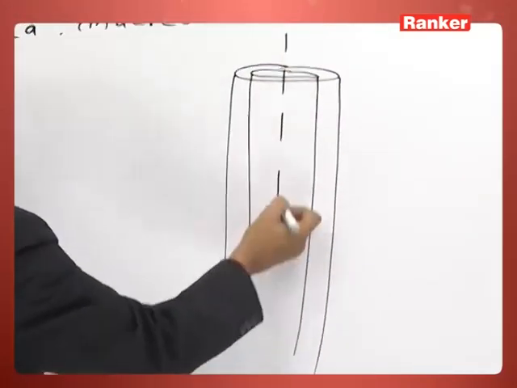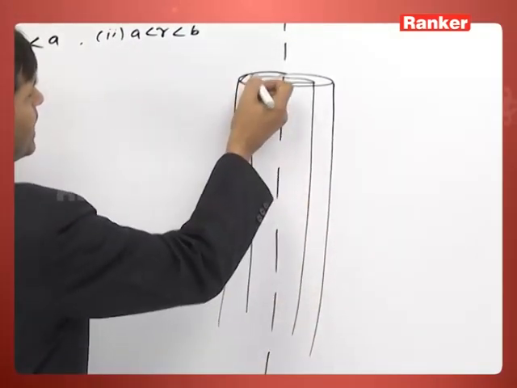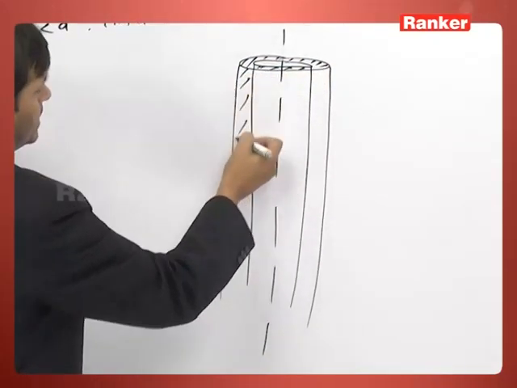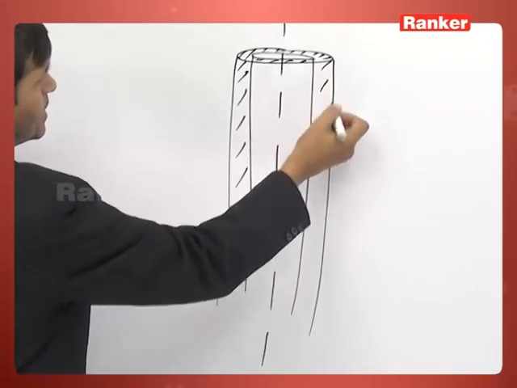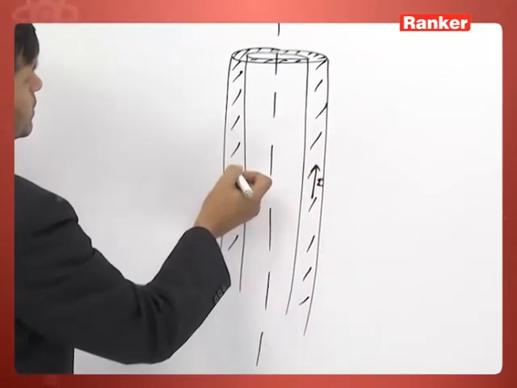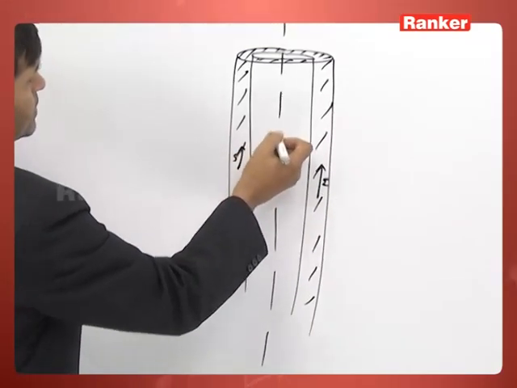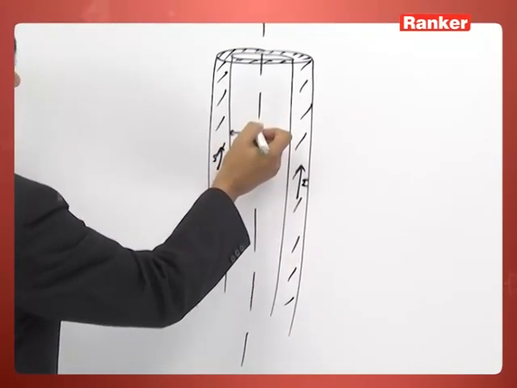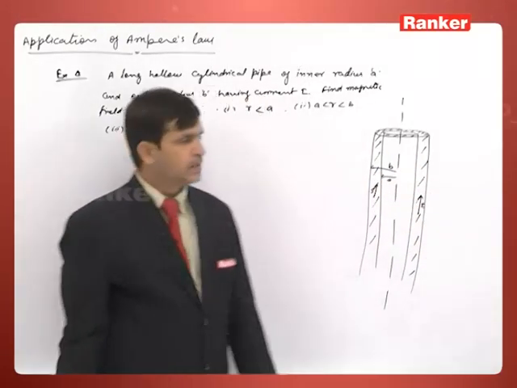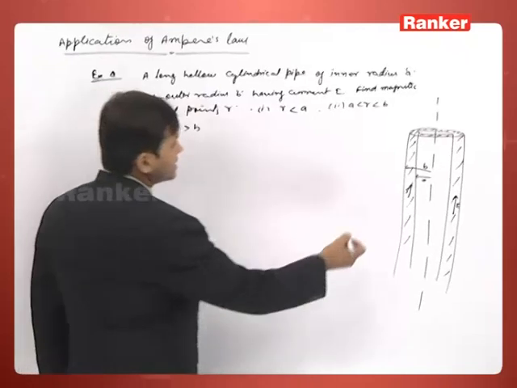This is the axis of the pipe, and these are the parts here through which current is moving. Current I flows through this part. This has radius A and this has radius B. It is given.